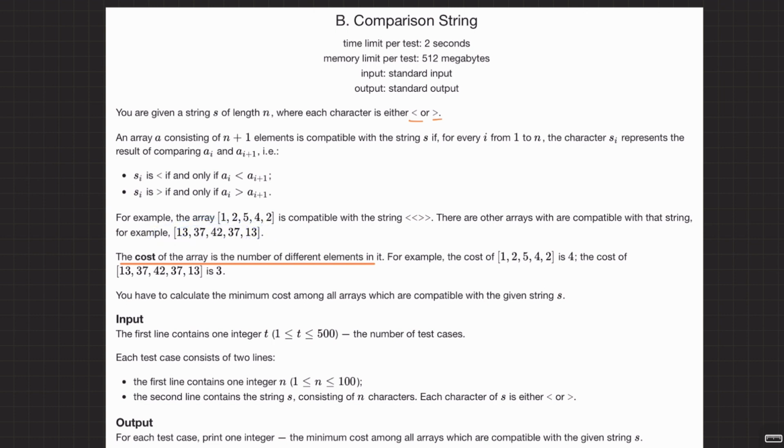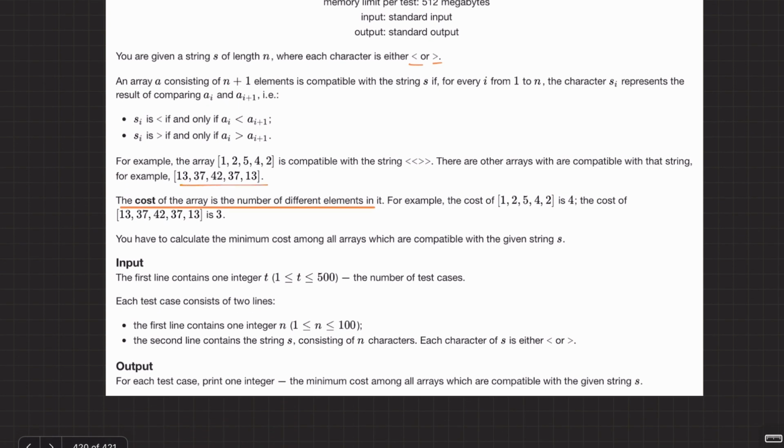So I guess they have just given an example here. The string which is compatible with this array would be what? See, they have given it, right? Less than, less than, greater than, greater than. Why? Because 13 is less than 37, so less than. Then 37 is less than 42, so less than. Then 42 is greater than 37, so greater than. Then 37 is greater than 13, so greater than.